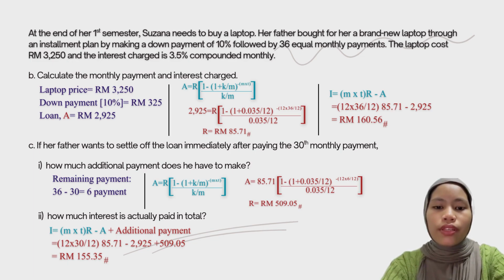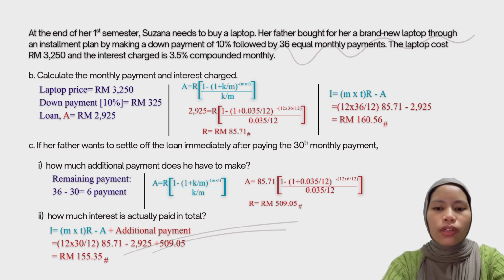So as we know, first, the laptop price is 3,250 ringgit. The down payment that Susanna's father pays is 10%, which is 325 ringgit. And if we subtract the down payment from the laptop price, the total installment that Susanna's father has to pay for 36 months is 2,925 ringgit.